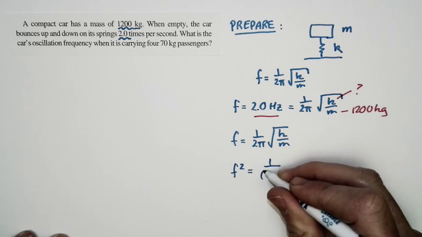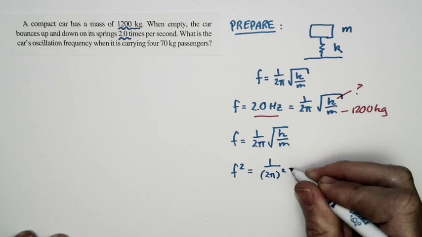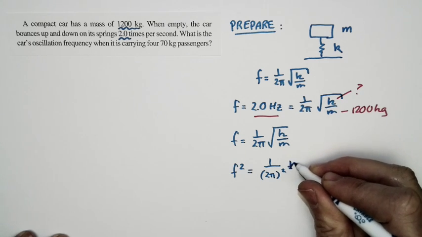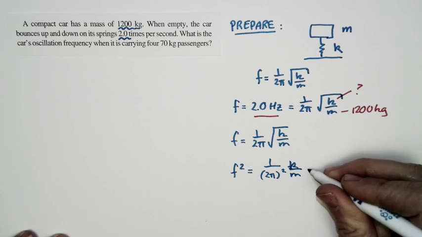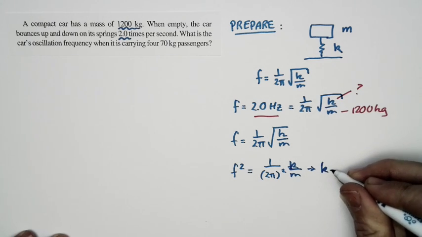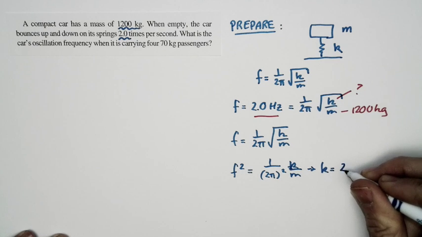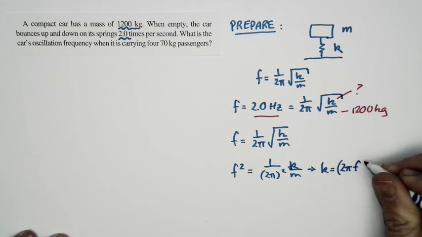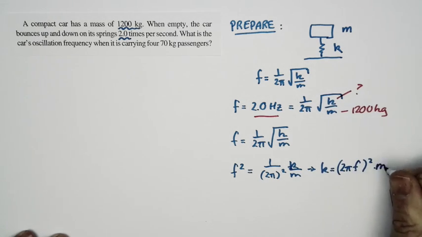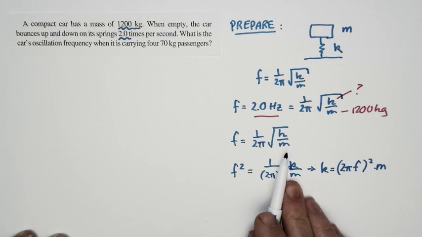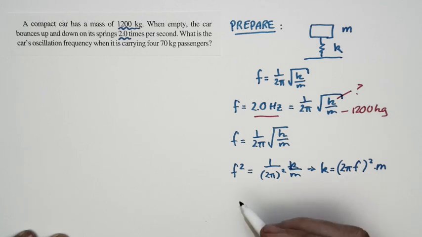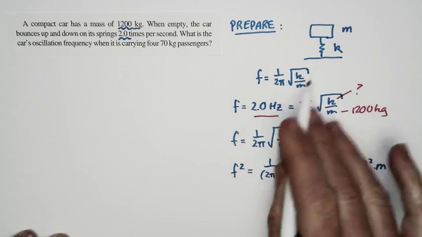f squared is 1 over 2 pi all squared times k over m, so the square root disappears. Then I rewrite it this way. The spring constant is equal to 2 pi times the frequency all squared times the mass. Okay, so this is my relationship. It's the same as this one, but I can use it to solve for the spring constant. And with this all in place, I'm ready.